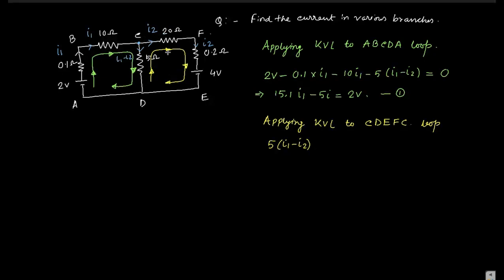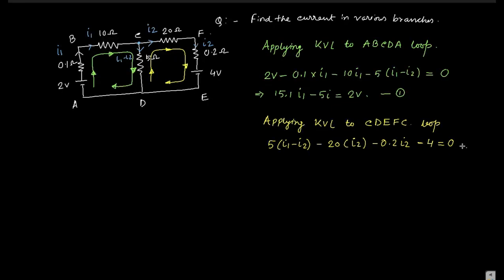Again, if you consider this 20 ohm, the direction of the path and the direction of the current are in the same direction, so it is minus 20 into I2. Again, I2 and the path are in the same direction for this 0.2, so it becomes minus 0.2 into I2. And considering the voltage, the path is from positive to negative, so it becomes minus 4 is equal to 0.